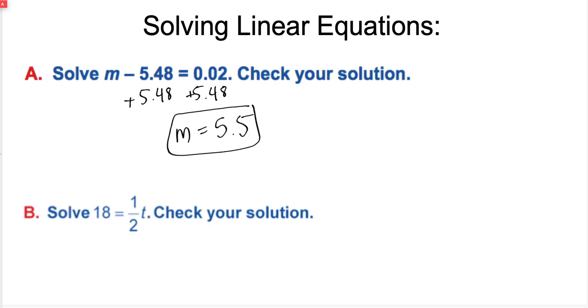When it says check your solution, I know this should be fairly obvious. That means take your answer, plug it in, see if it works out. Okay?